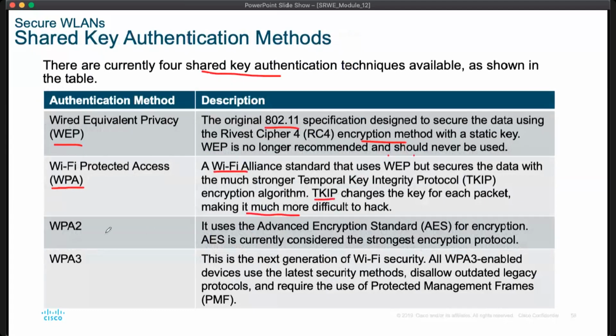For WPA version 2, or WPA2, it uses the Advanced Encryption Standard, AES, for encryption. AES is currently considered the strongest encryption protocol. And WPA3 is the next generation of Wi-Fi security. All WPA3-enabled devices use the latest security methods. This disallows outdated legacy protocols and requires the use of Protected Management Frames, PMF.